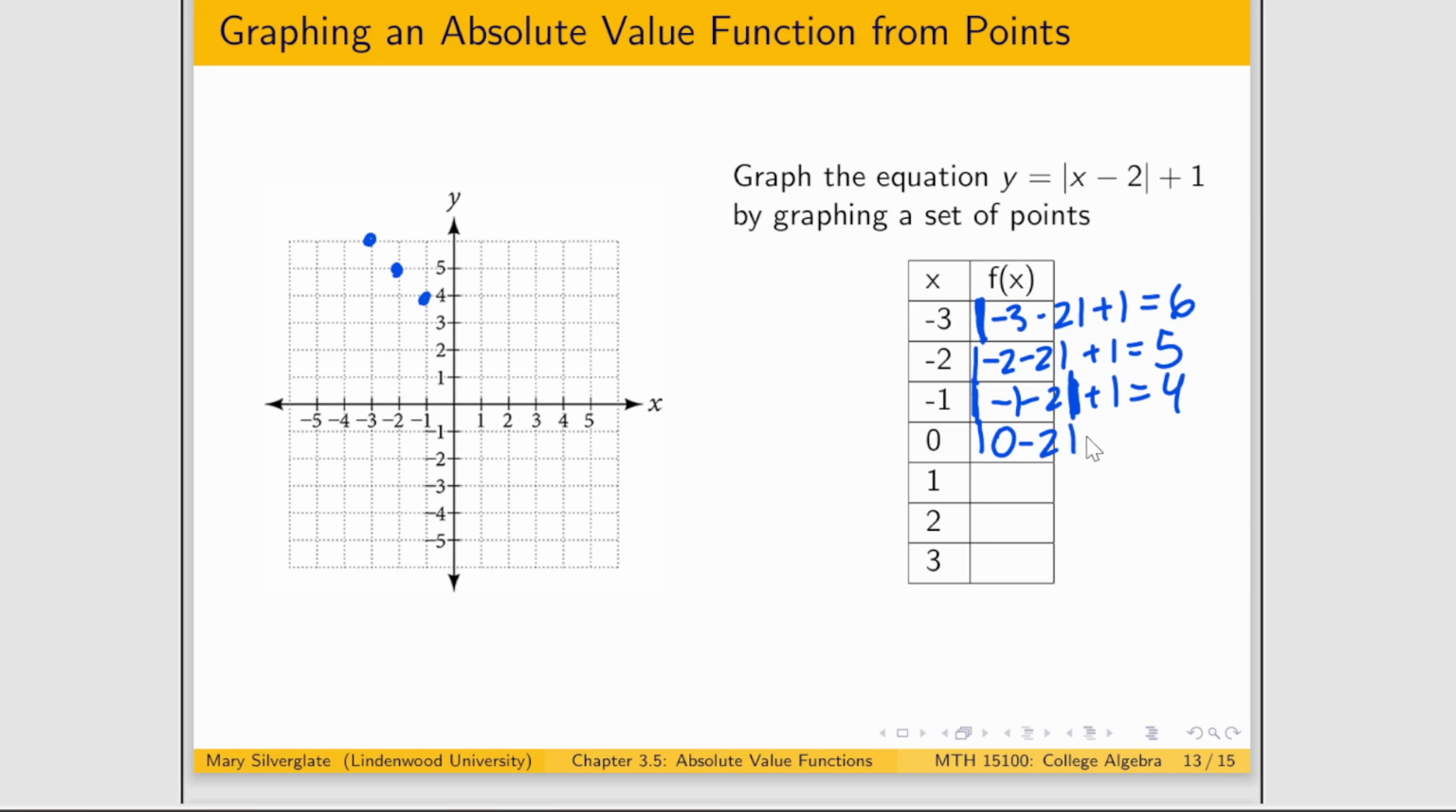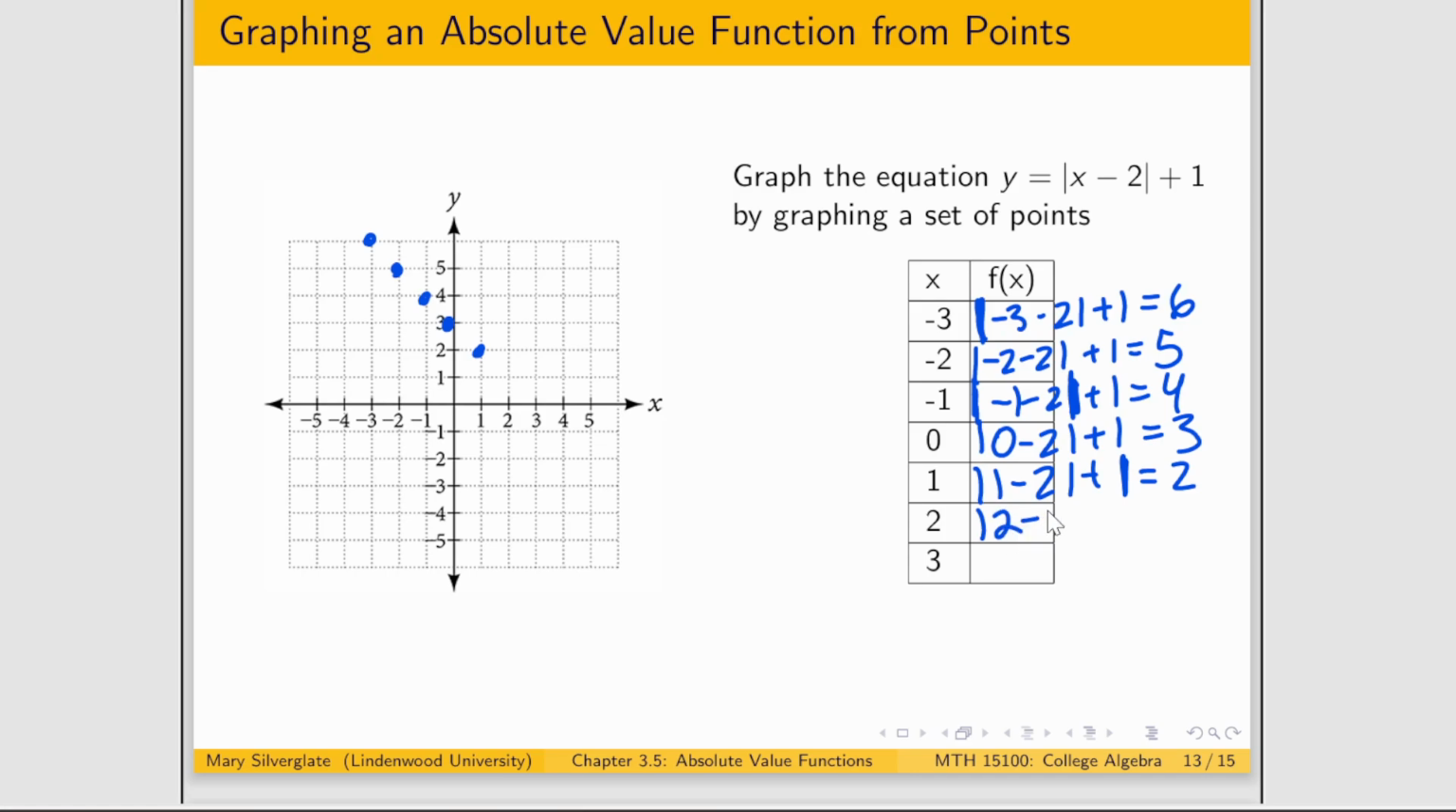Absolute value of 0 minus 2 plus 1, so 0 minus 2 gets me negative 2. Make it positive, that becomes positive 2, plus 1 gives us 3. So we have a point at (0, 3). We keep on going, so then we have absolute value of 1 minus 2. Well, 1 minus 2 gets us negative 1. Absolute value makes it positive 1. Plus 1 gives us 2, so we have a point at (1, 2).